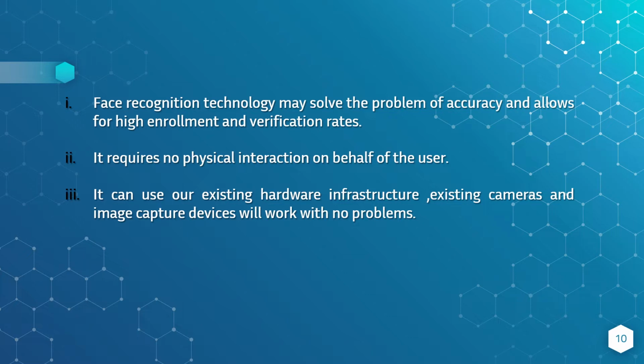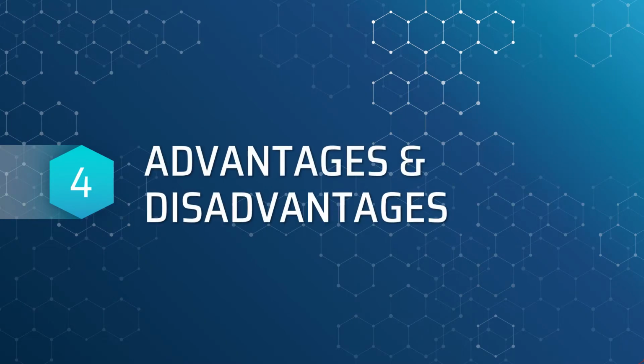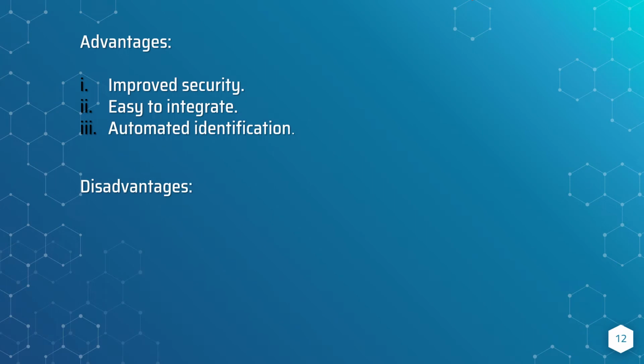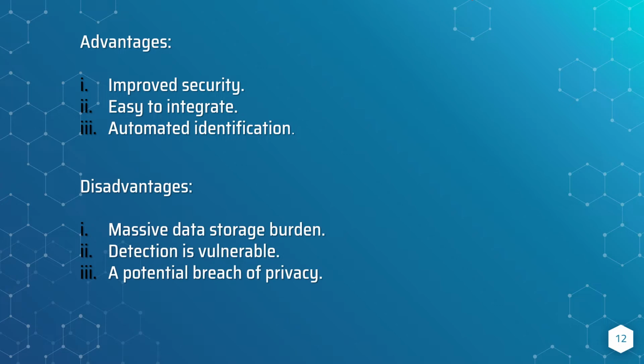Secondly, it also requires no physical interaction on behalf of the user, and it can use our existing hardware infrastructure, existing cameras and image capture devices, which will work with no problems. There are also advantages and disadvantages of this system. The advantages are that this technology gives improved security with easy integration and automated identification. The disadvantages are that it requires a massive data storage burden, detection is vulnerable, and there is a potential breach of privacy.